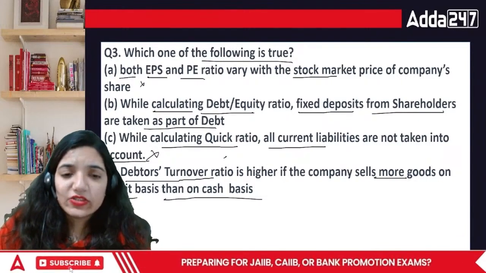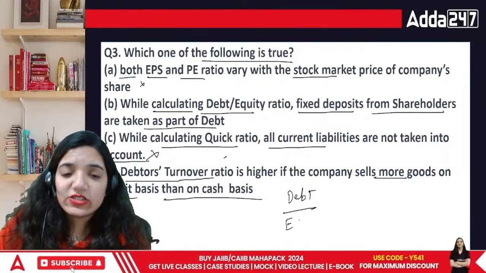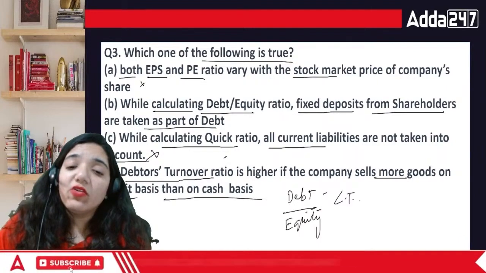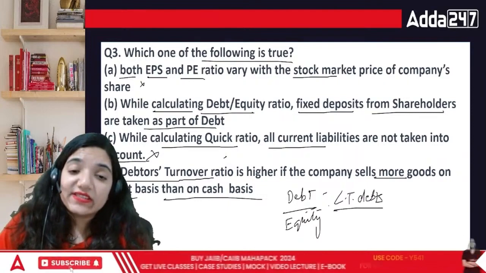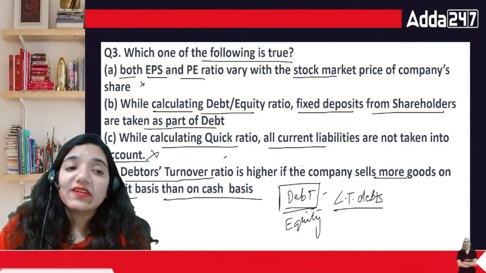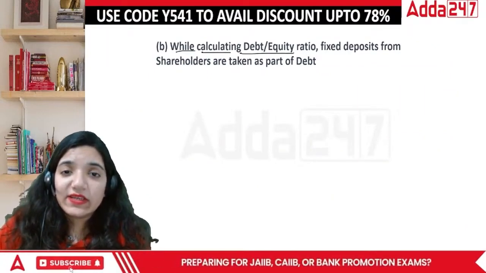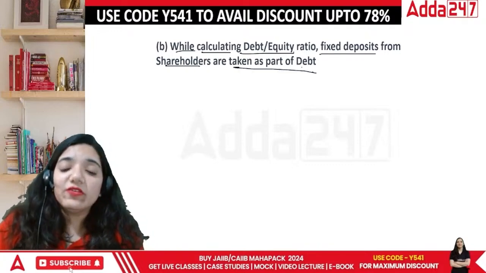The debt equity ratio, I think this is correct. Why? Because in terms of debt, debt is basically the long term loans that we take. Those are called long term debts. The long term debts are a part of debt in this ratio. So in this case, the correct answer is B. While calculating debt equity ratio, fixed deposits from the shareholders are taken as a part of debt.